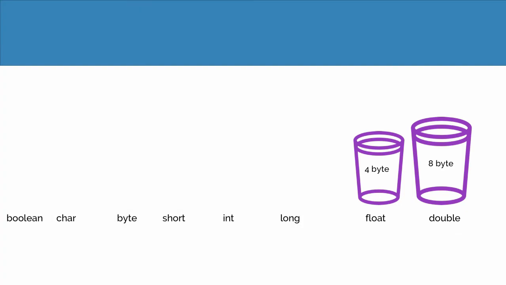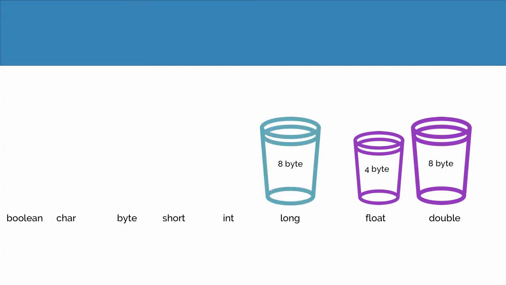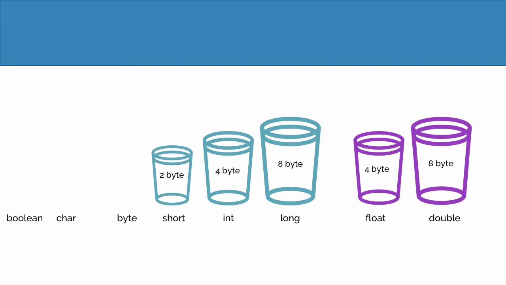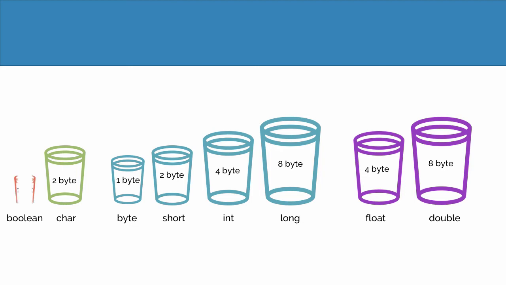Now similarly, long has 8 byte, int has 4 byte, short has 2 byte, byte takes 1 byte, char takes 2 byte, and boolean takes 1 bit. And 1 byte is equivalent to 8 bits. So a boolean takes 1 by 8 times of 1 byte.